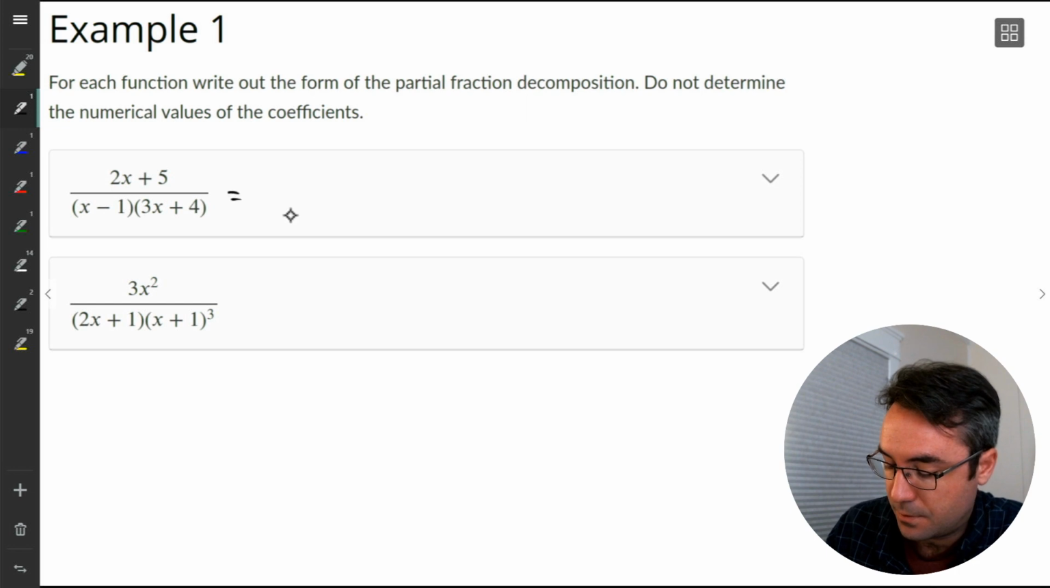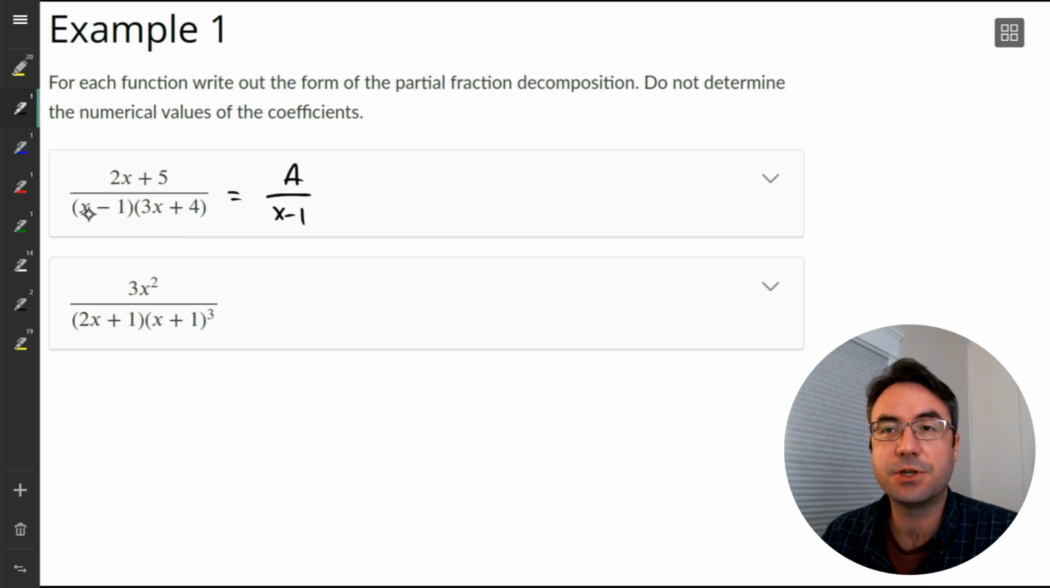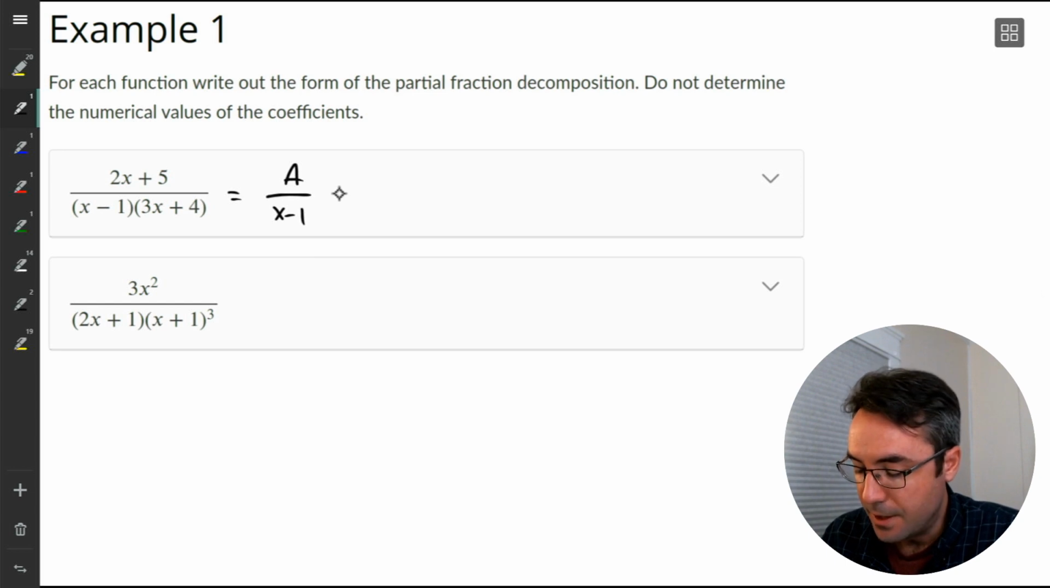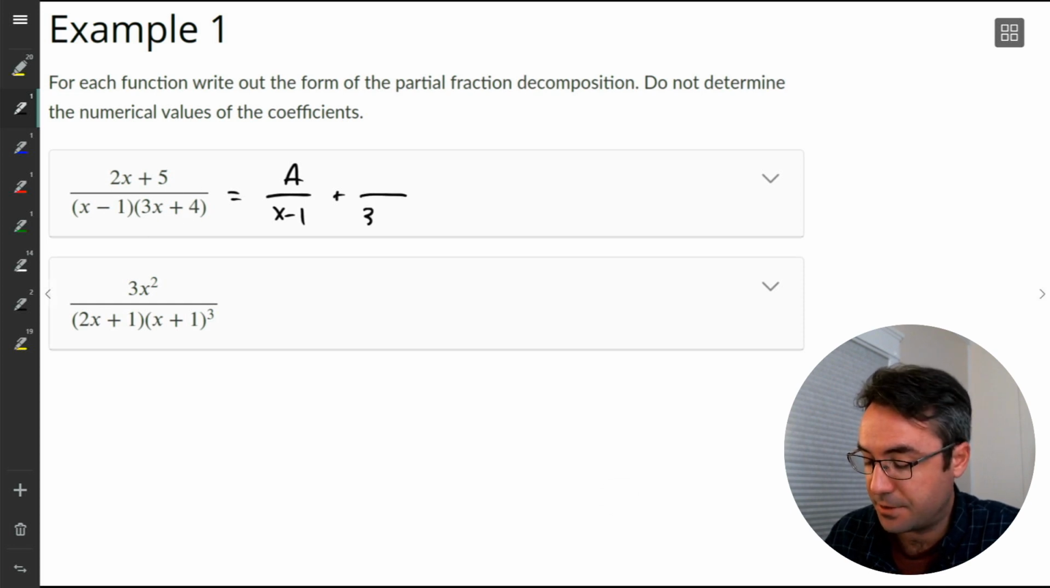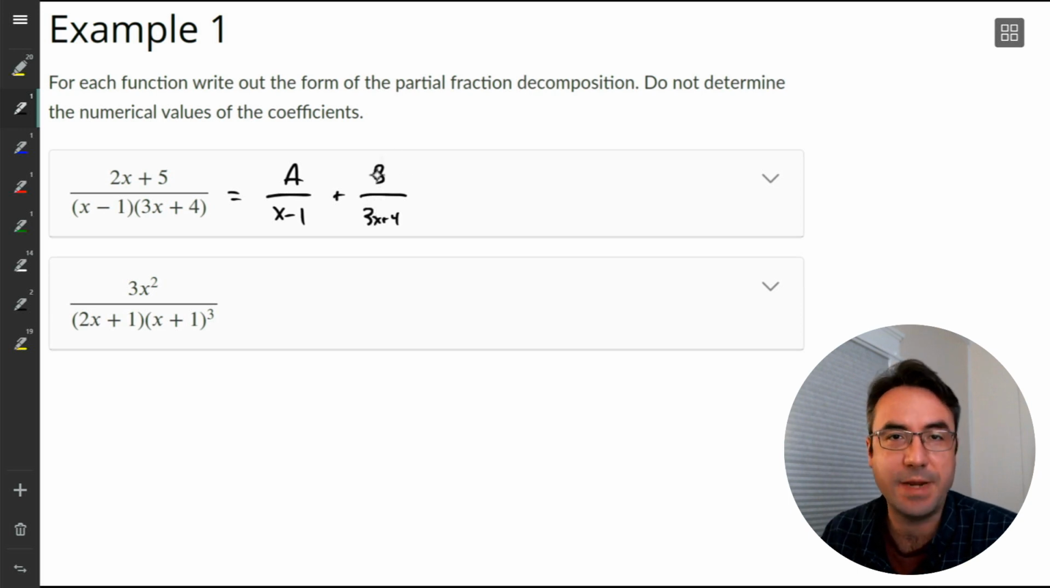So we're going to make a fraction a over x minus 1. Our first linear term is x minus 1. We make a fraction with that in the denominator, and then we get a constant or coefficient a in the numerator there. Then we go on, and we see another different linear term, 3x plus 4. So we're going to make another fraction with 3x plus 4, and then we'll put a different constant in the top. Call that one b. And there we go. That's the form for our partial fraction decomposition for this rational function.